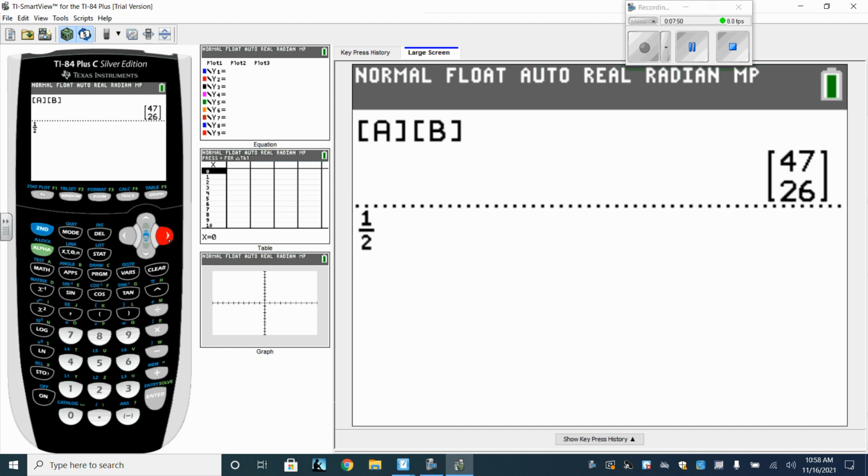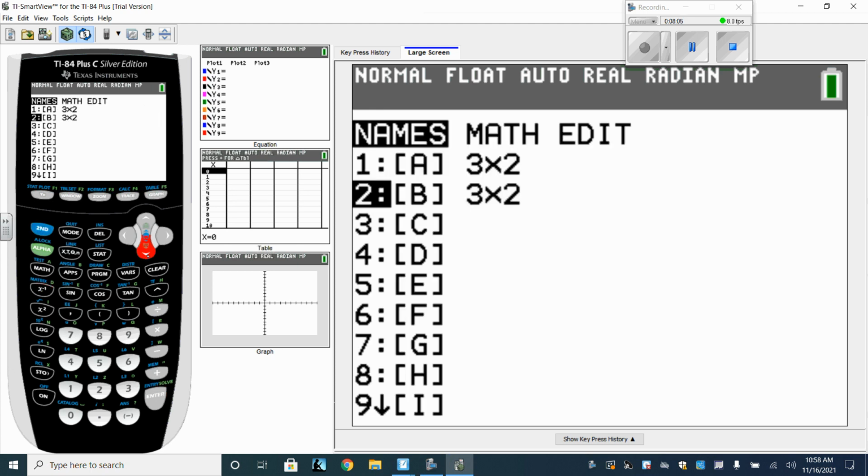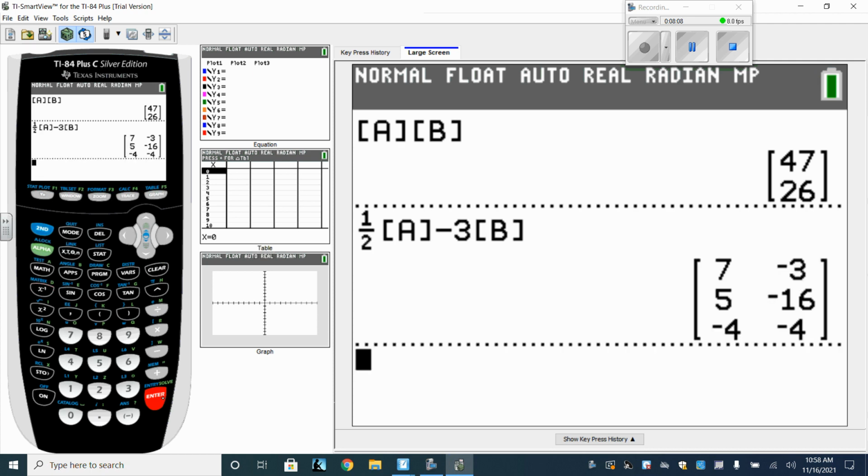And it's being multiplied by which matrix? A, so we can go second matrix A. And then what do we have? -3 times second matrix B. So the answer is 7, -3, 5, -16, -4, and -4. Any other questions on 14?